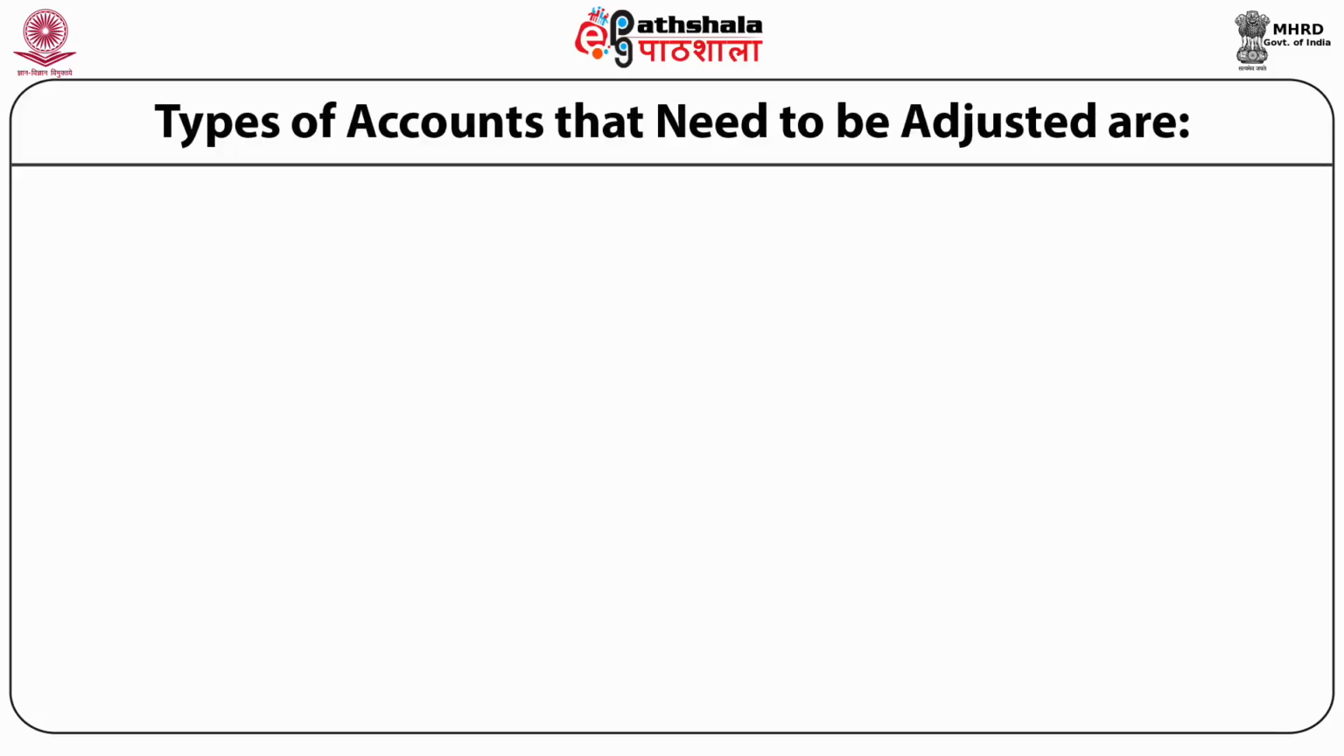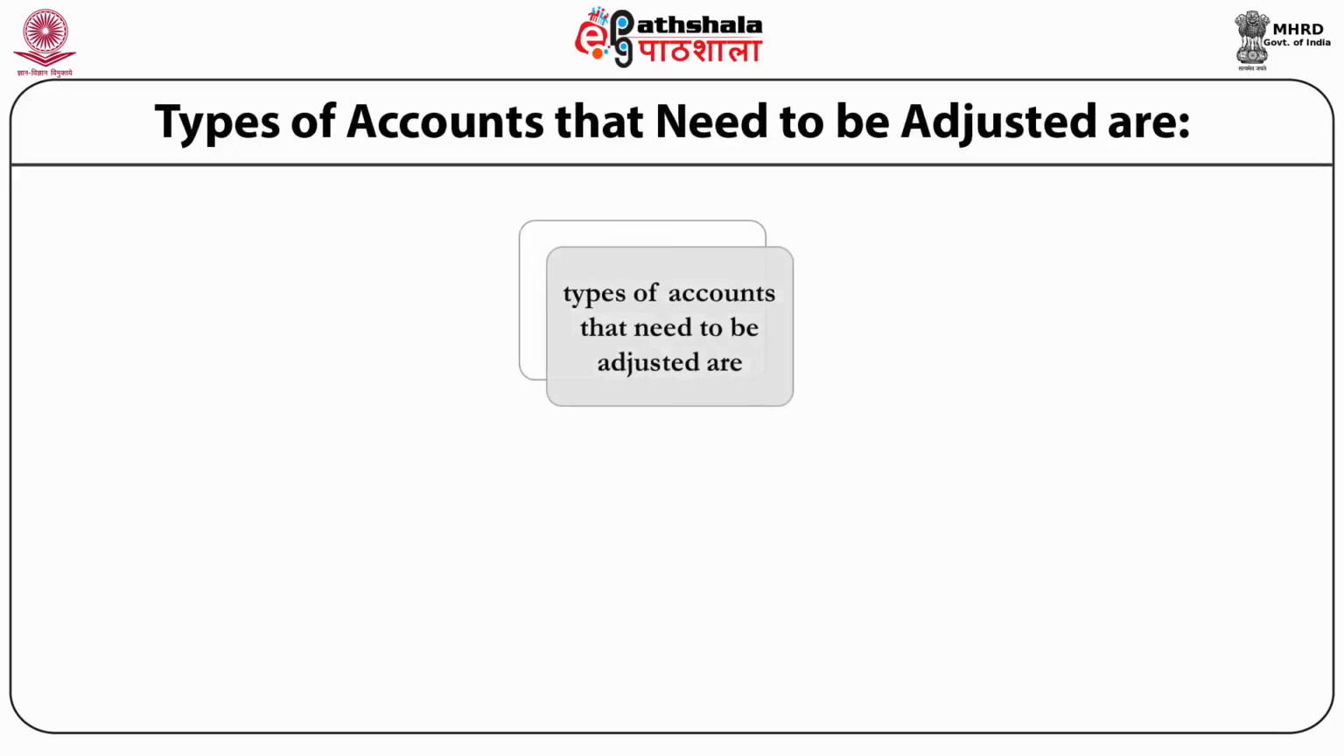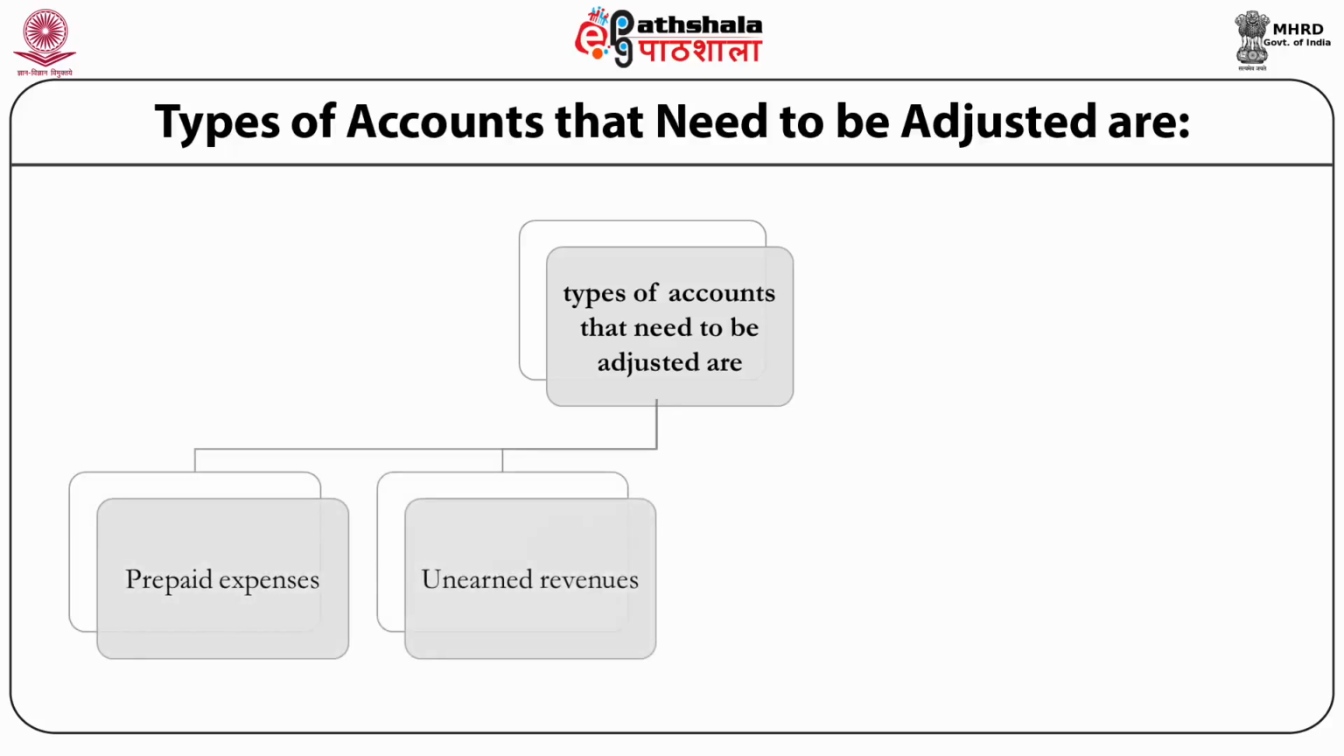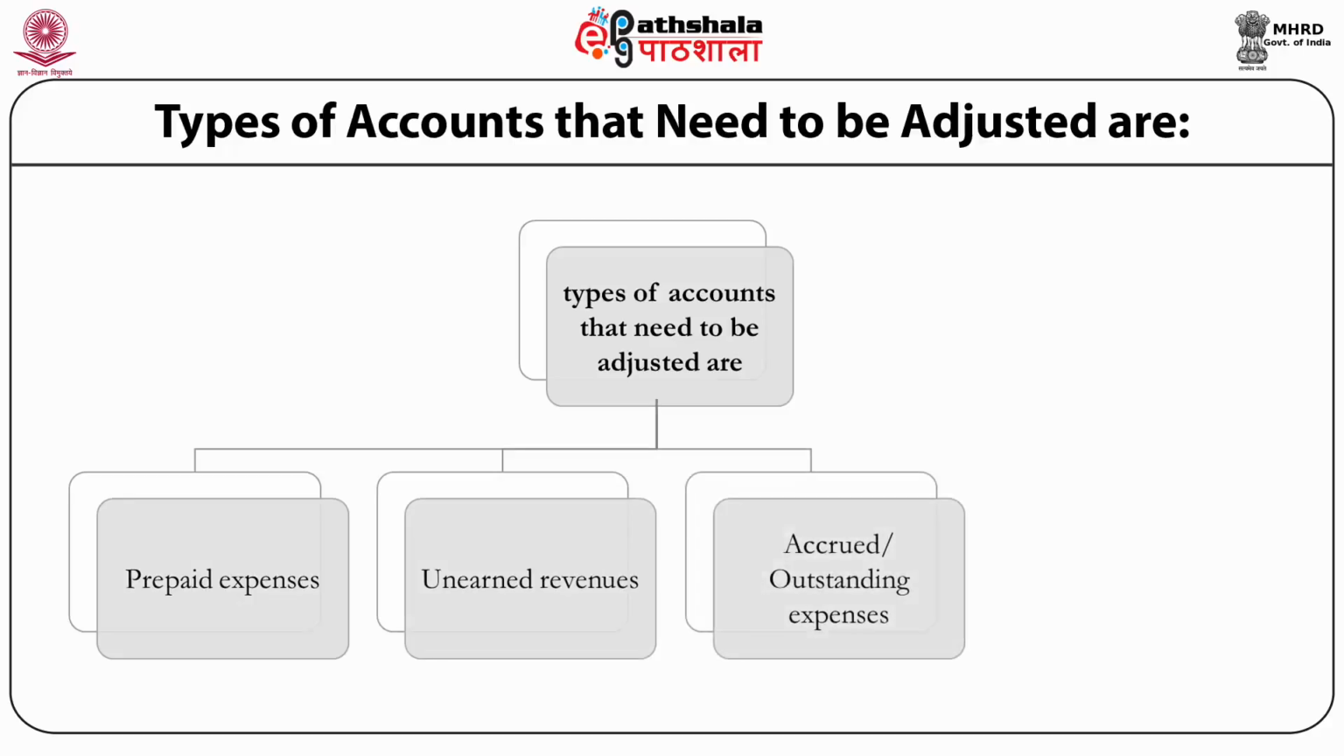Now, what are the different types of accounts that need to be adjusted? These accounts include prepaid expenses, unearned revenue, accrued or outstanding expenses, and accrued income. This is shown by the present figure. The present figure makes clear that the types of accounts that need to be adjusted include mainly prepaid expenses, unearned revenues, outstanding expenses, accrued income.